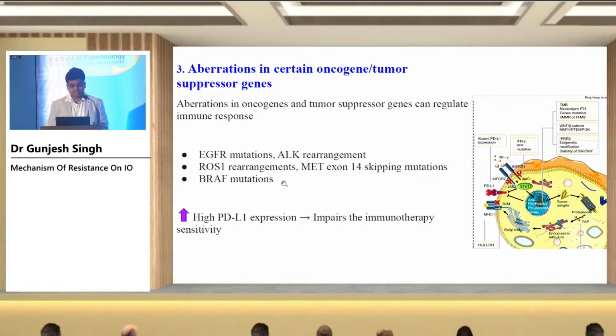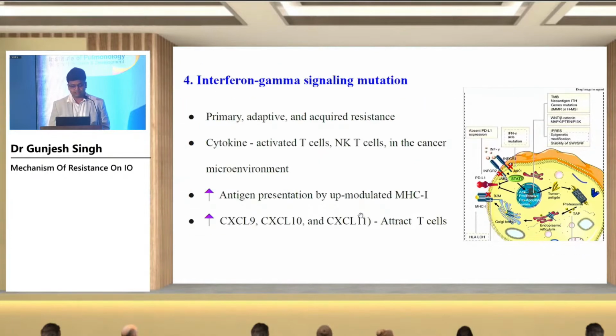So when we see that a patient is having high PD-L1 expression, the patient may also have EGFR, ALK, ROS, MET, or BRAF mutations. Because these patients have developed a defect in certain oncogenes, there is increase in function of some oncogenes or decrease in function of some tumor suppressor genes. So because of mutation in these driver genes, that impairs immunotherapy sensitivity.